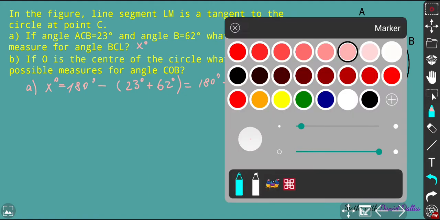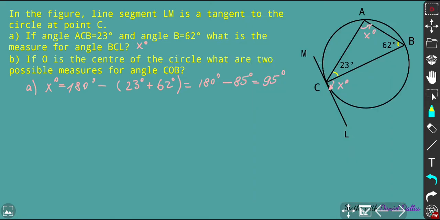You might have an alternative solution. First, you can say that according to this theorem, this angle becomes 62 degrees. You can also use the fact that ML is a straight, open angle and just add 62 with 23 and with angle X to make a 180 degree angle. The solution will be similar, and you'll find that the resultant measure is 95.